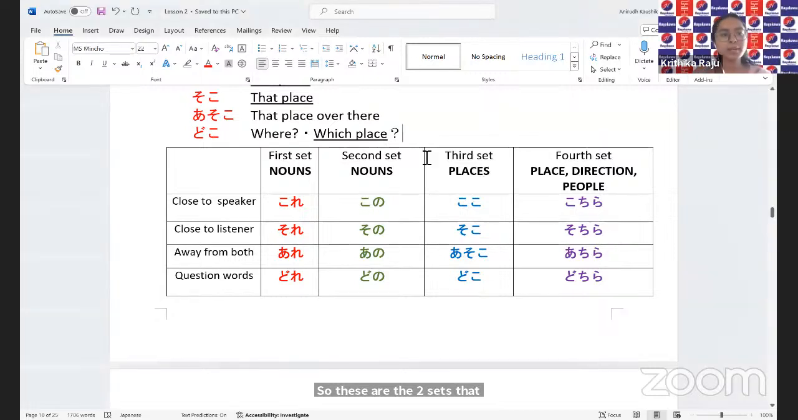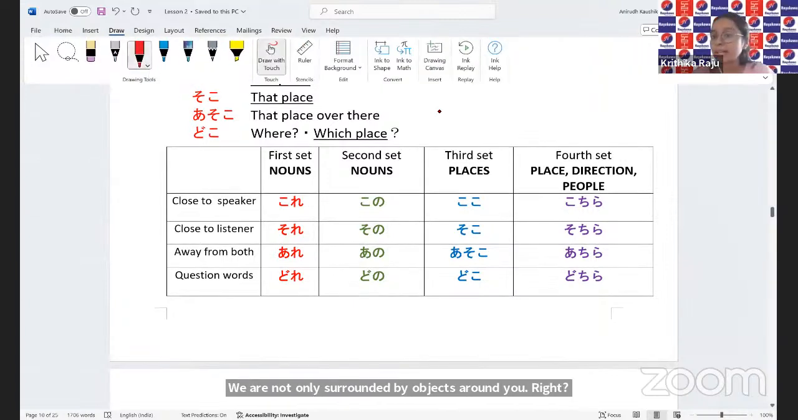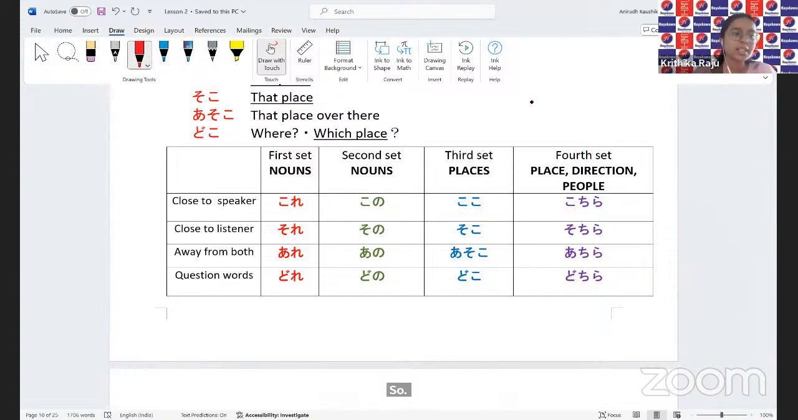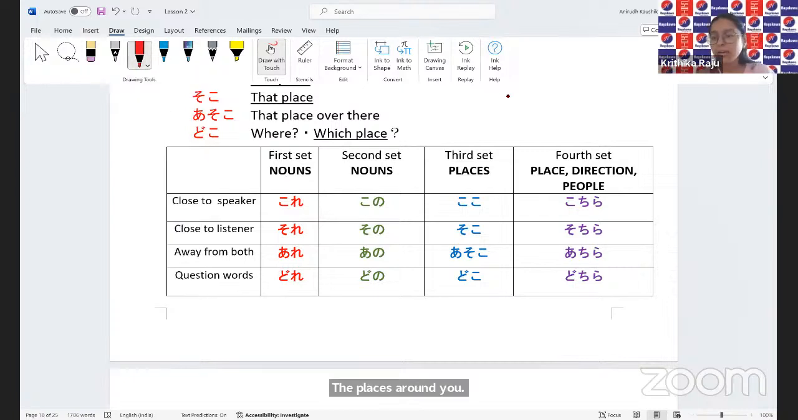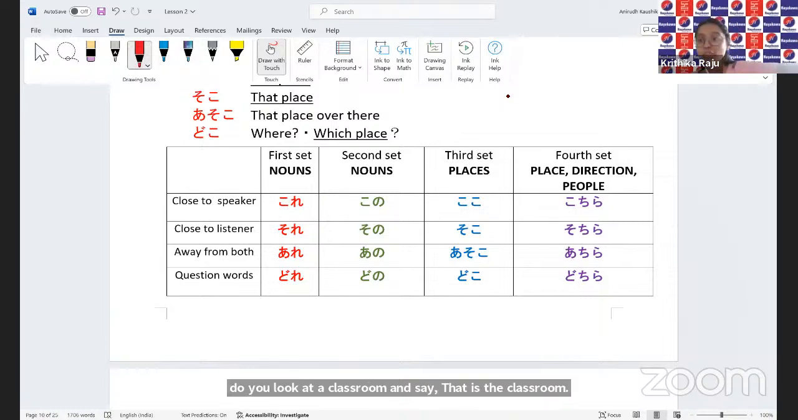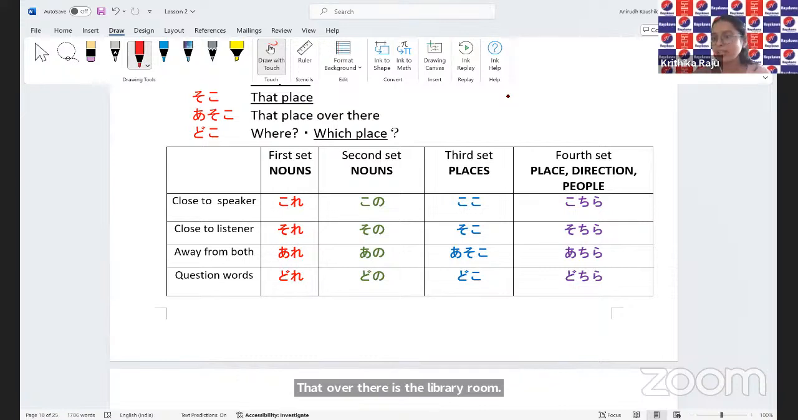You're not only surrounded by objects around you, right? You're also surrounded by places. You're also surrounded by people. So, how do you talk about the places around you? How do you look at a classroom and say, that is the classroom? How do you look at the restroom and say, the restroom is this way, or that is the restroom, this is the entrance, that over there is the library room? So it's not only for objects around us, you also need to be able to indicate and talk about the places around you. So that is what we're going to be seeing in the next set.